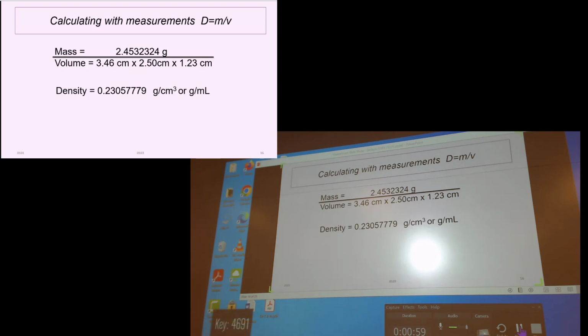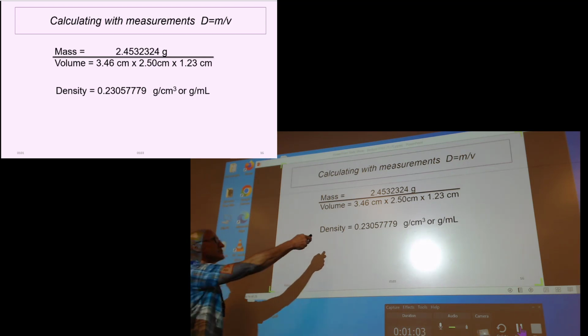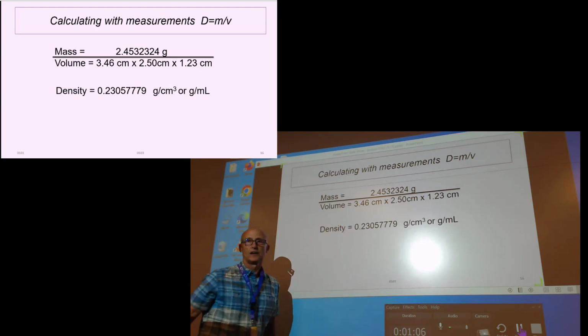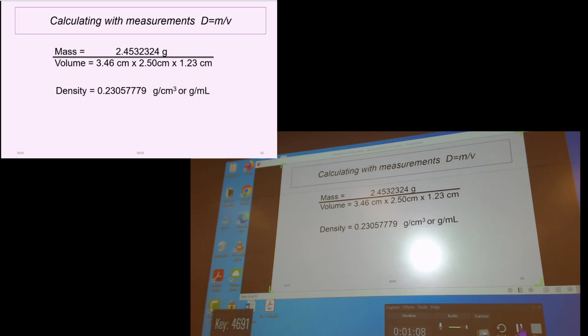Everybody agree? Mass? Yeah. These are in the tenths and the hundredths. These are way out there. Right? And that's all fine and dandy, but that's not going to run the show. When I get density calculated, I should only reflect the precision of the least precise tool. Got it? So how do you do that?